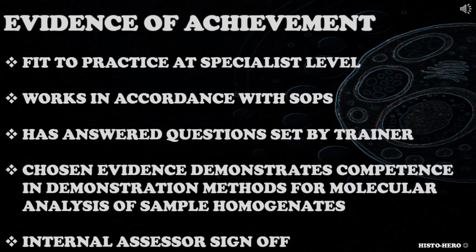Each subsection also has evidence of achievement. This is a part where you, the training officer, sign the candidate off as competent and fit to practice as a BMS at the specialist level. By doing that, you will confirm that the candidate can work in accordance with local SOPs relevant to this subsection. This will also confirm that the candidate has answered questions set by you to test their knowledge and skills relevant to this subsection. And you will also confirm that the candidate's chosen evidence demonstrates their competence relevant to this subsection.